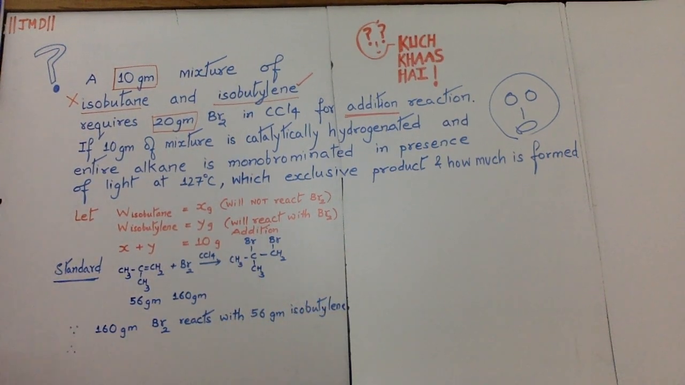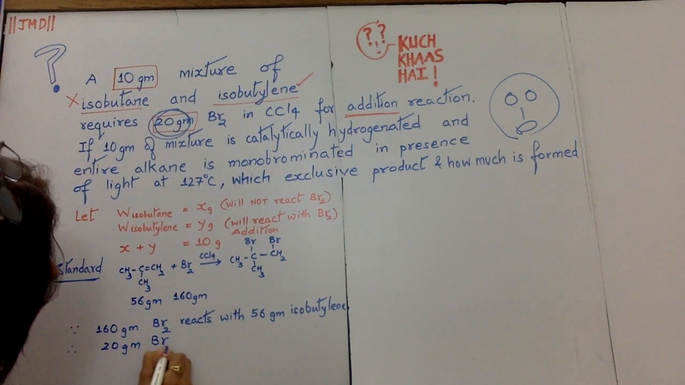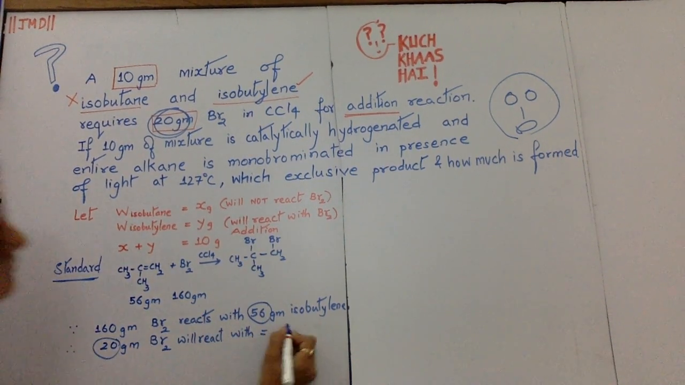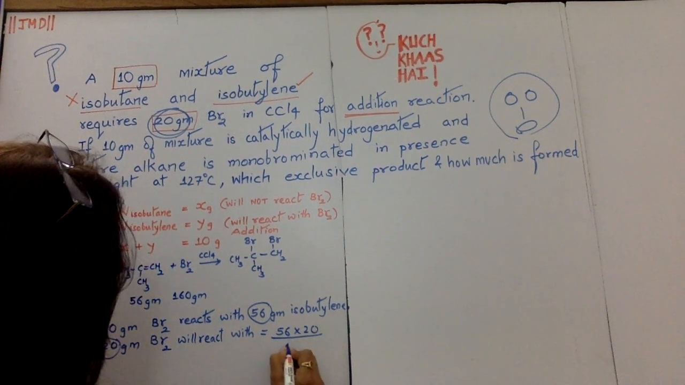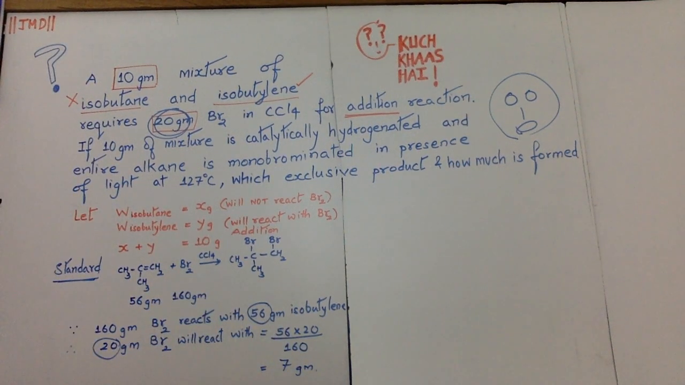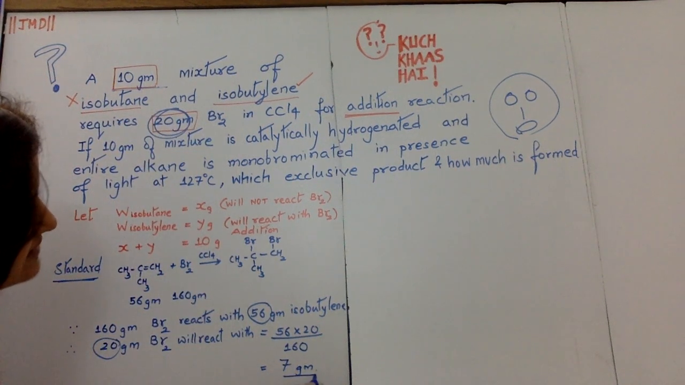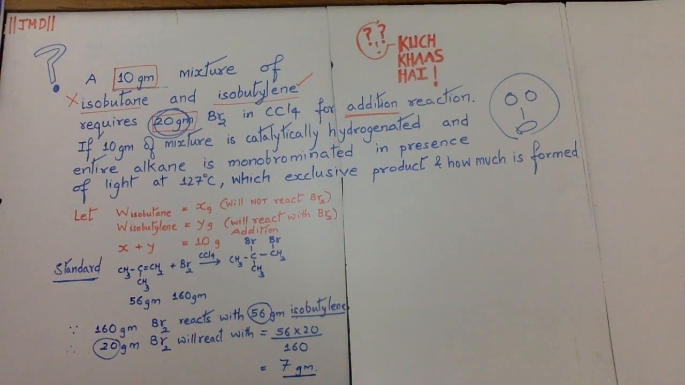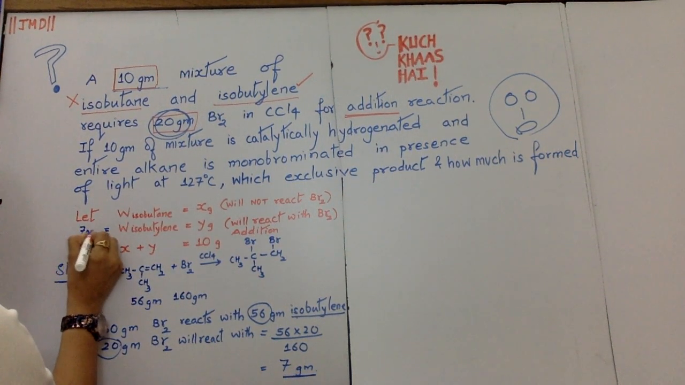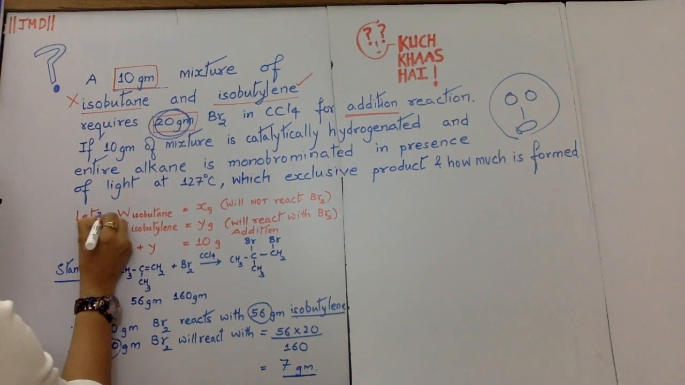therefore, just think what line will be framed. Therefore, how much bromine is there? 20 gram bromine. This 20 gram bromine will react with, cross multiply, 56 into 20 upon 160. So solve it, that comes 7 gram. Meaning out of 10 gram, the mixture contains 7 gram isobutylene. Meaning isobutane will be 3 gram.